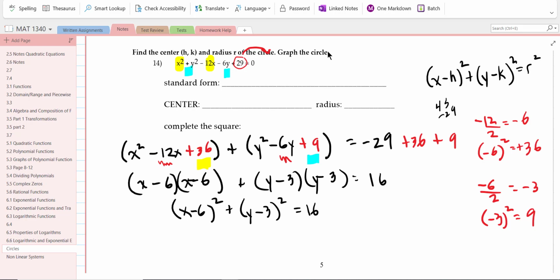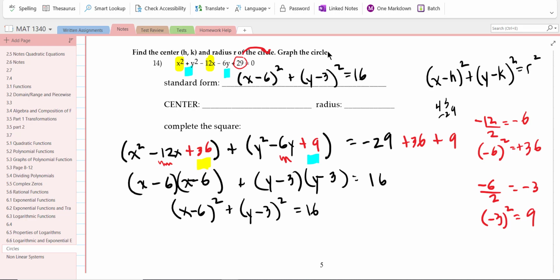That's the standard form. And you want to put that in the answer blank: (x minus 6) squared plus (y minus 3) squared equals 16. Okay, you guys understand what I did? You remember that complete the square that we did way back when? Okay, all right, now it's pretty easy.